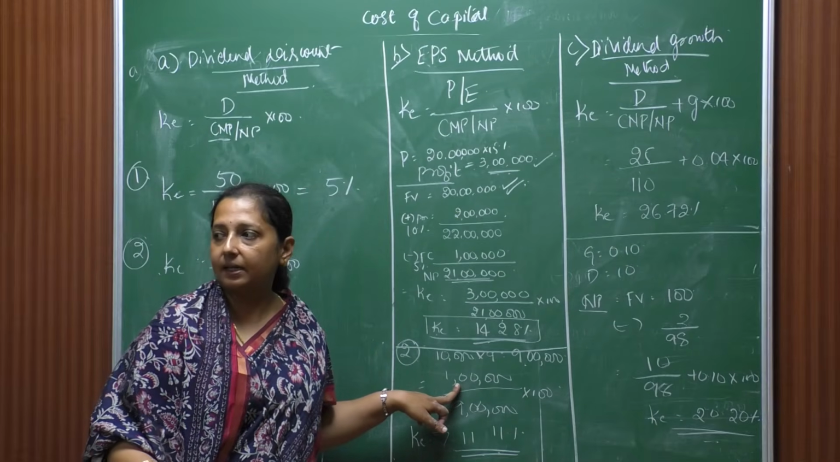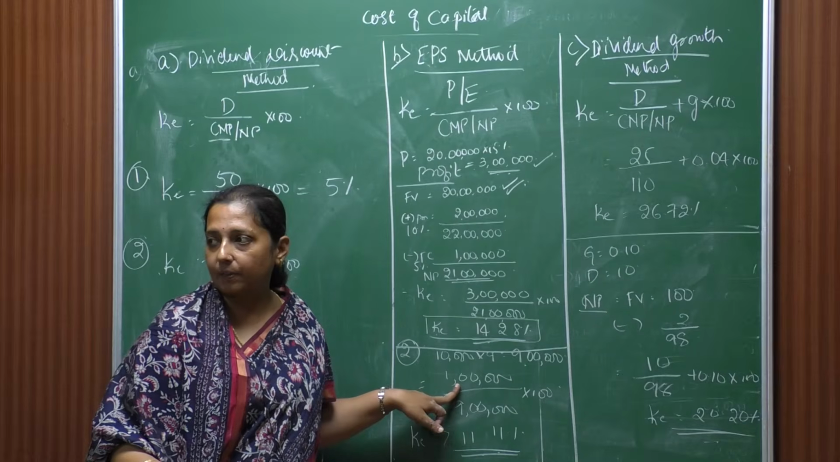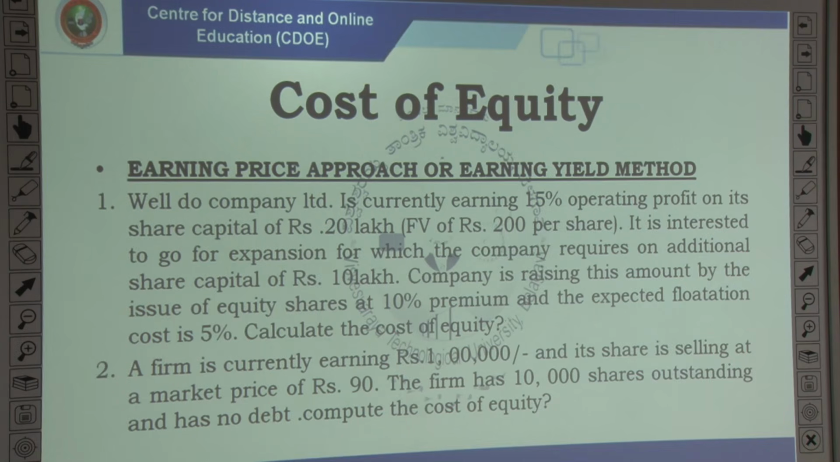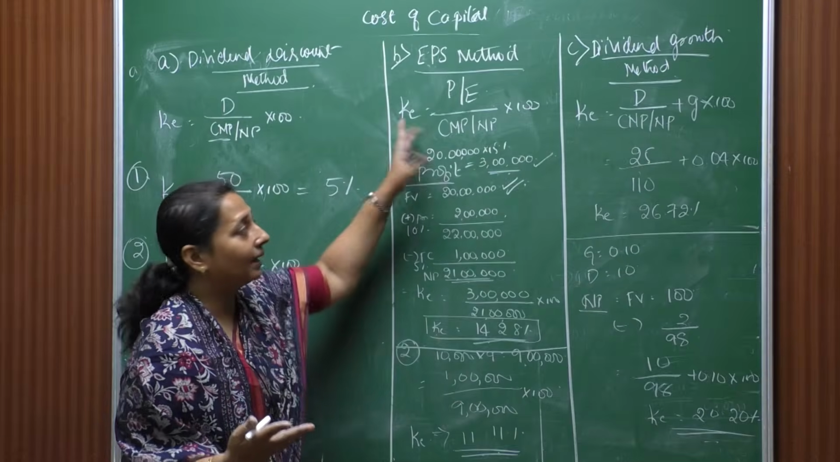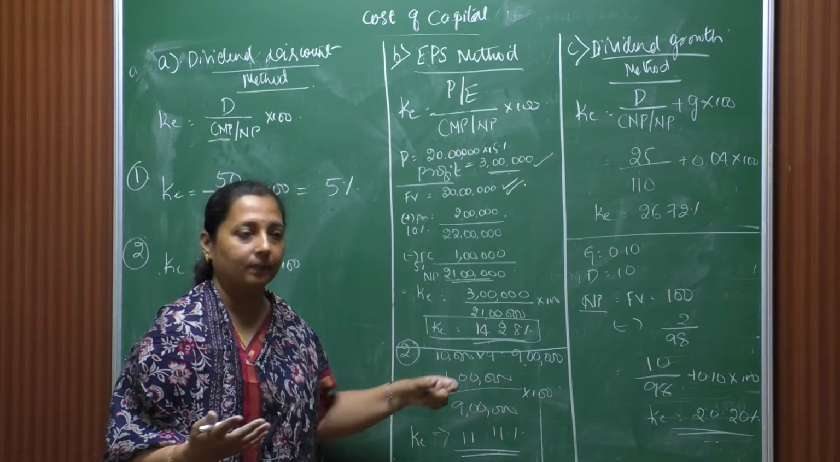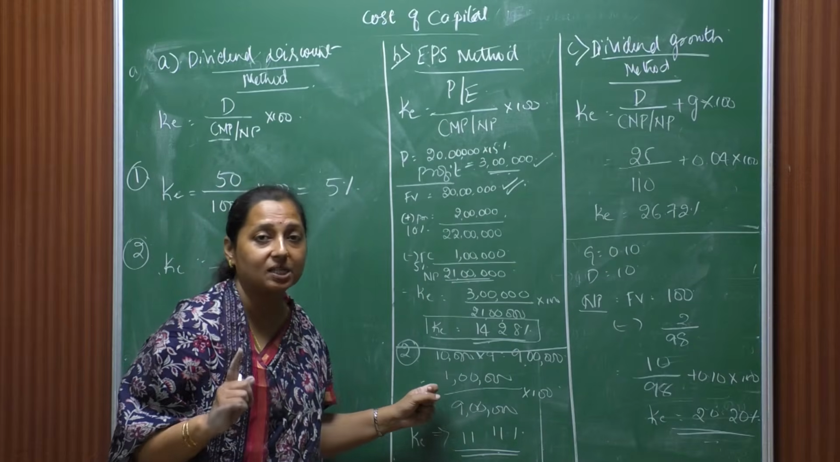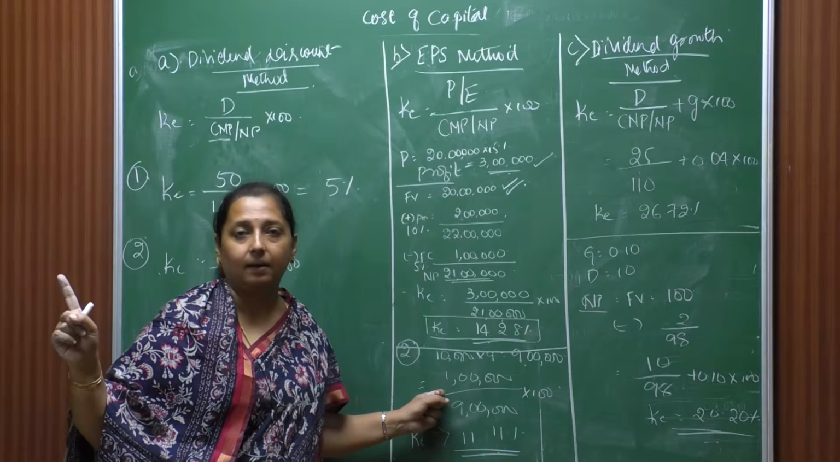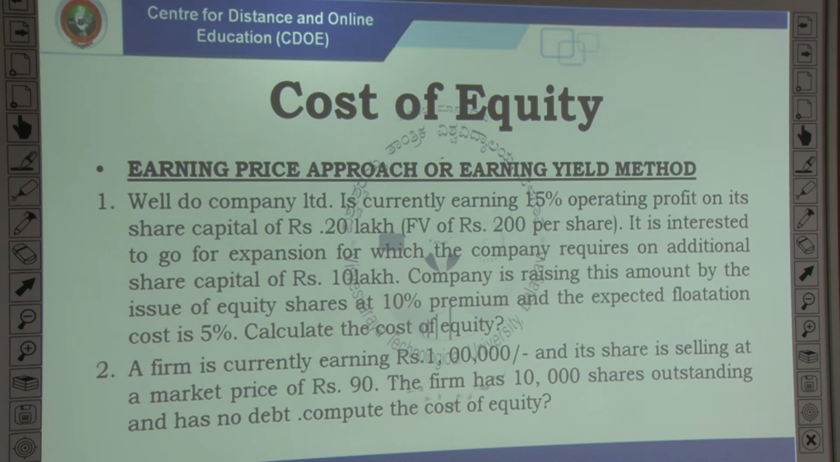A firm is currently earning rupees 1 lakh and its share is selling at a market price of 90 rupees. Earnings are directly given, earnings is 1 lakh. Please make a note of it. Earning profit is nothing but earnings. So, what is the current market price? 90 rupees. The firm has 10,000 outstanding shares, has no debt, compute the cost of capital.